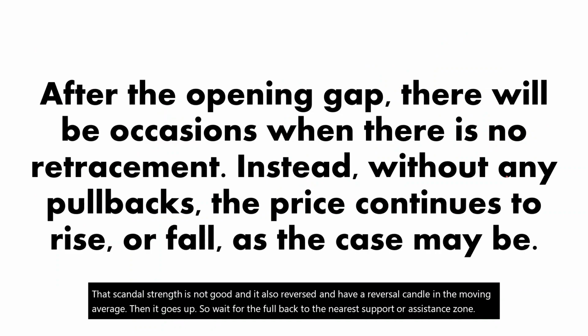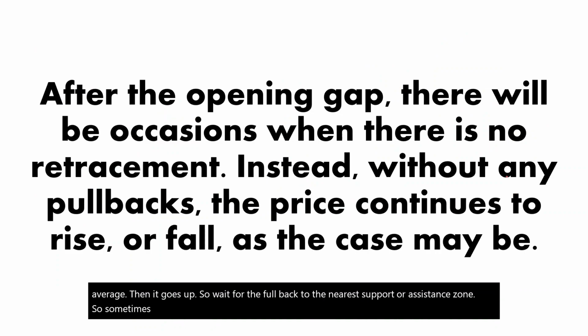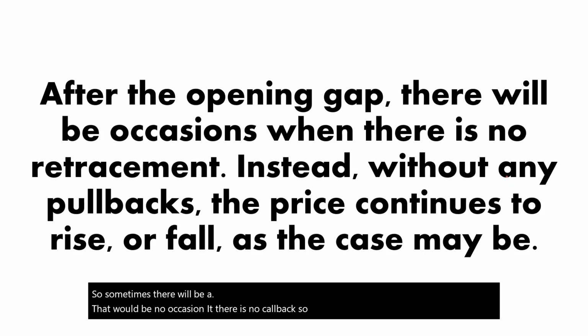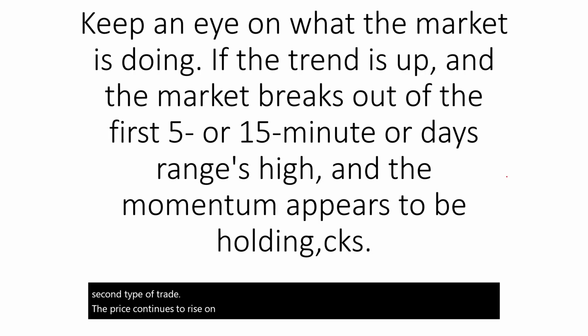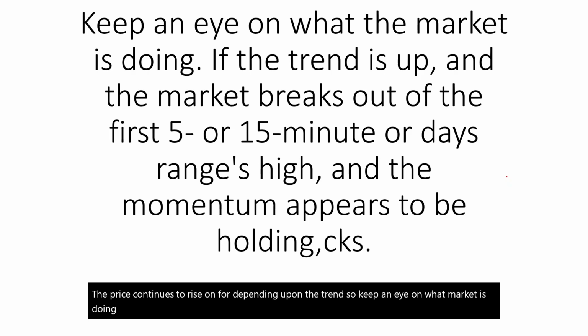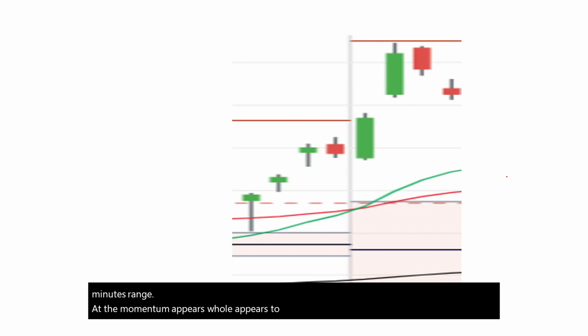Sometimes there will be no pullback. So how are you going to trade it? This is the second type of trade. The price continues to rise or fall depending upon the trend. So keep an eye on what the market is doing. If the trend is up, the market breaks out of the previous candles in the 15 minute or 10 minute range and the momentum appears to be holding.